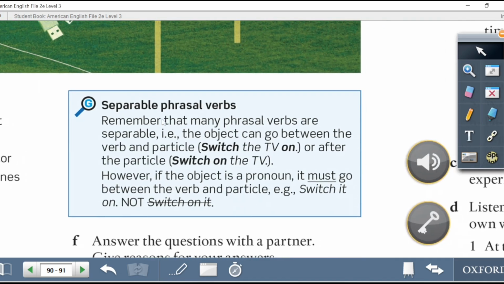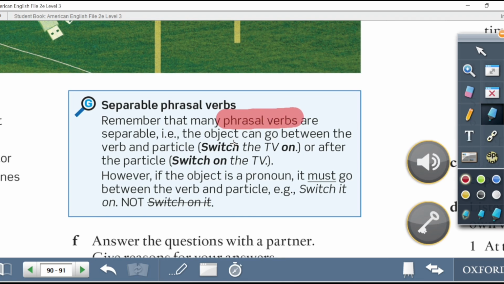گفته که remember that many phrasal verbs are separable. میگه که یادتون باشه که خیلی از این phrasal verb ها، اصطلاحاً phrasal verb یعنی چی؟ یعنی اینکه مثلا یک فعل بذاری و بعدش یه preposition داشته باشیم، مثل switch on، switch off، turn on، turn off. اینا phrasal verb هستن و میگه که remember that many phrasal verbs are separable. جدا میشن از همدیگه. یه سریاشون هستن که اصلا جدا نمیشن، یه سریاشون مثل این جدا میشن.